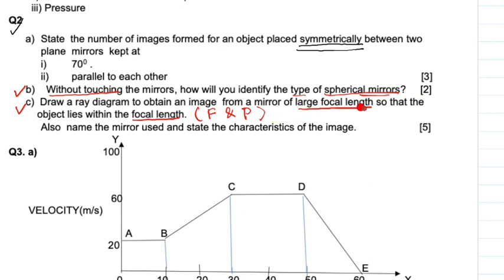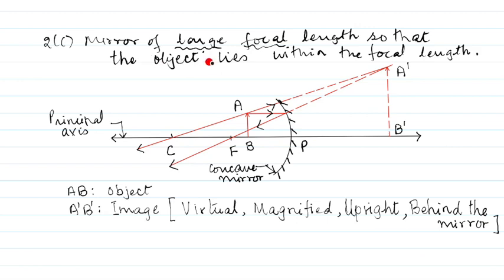Okay, so large focal length is only so that the face can fit in. So it is when we use it as a makeup mirror or the shaving mirror. Don't write makeup mirror, write shaving mirror. Okay, so let us see how we draw the diagram. Mirror of large focal length so that the object lies within the focal length, which means it is between F and P.